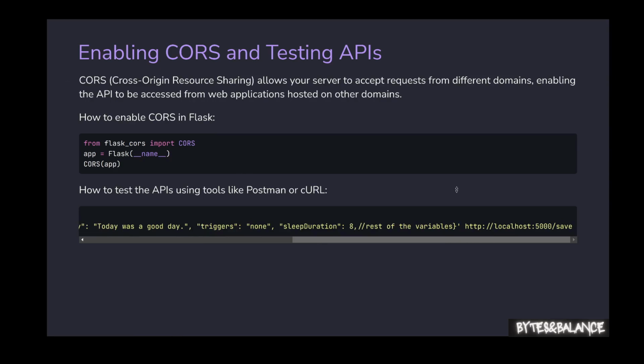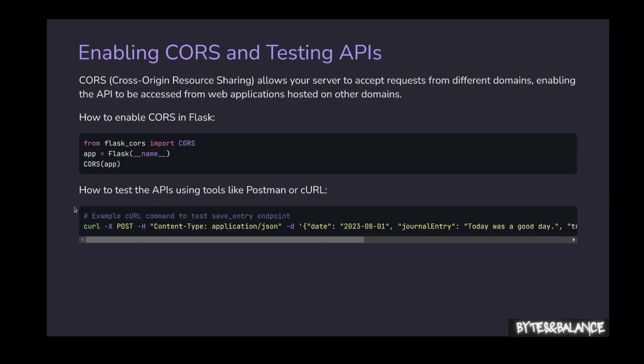And what would happen is you provide the date, journal entry, triggers, sleep duration, and other details. If everything is set up correctly, you should see a response from the server indicating whether the entry was successfully saved. So this is how you can test with the curl command, or you can use the browser. It's up to you.